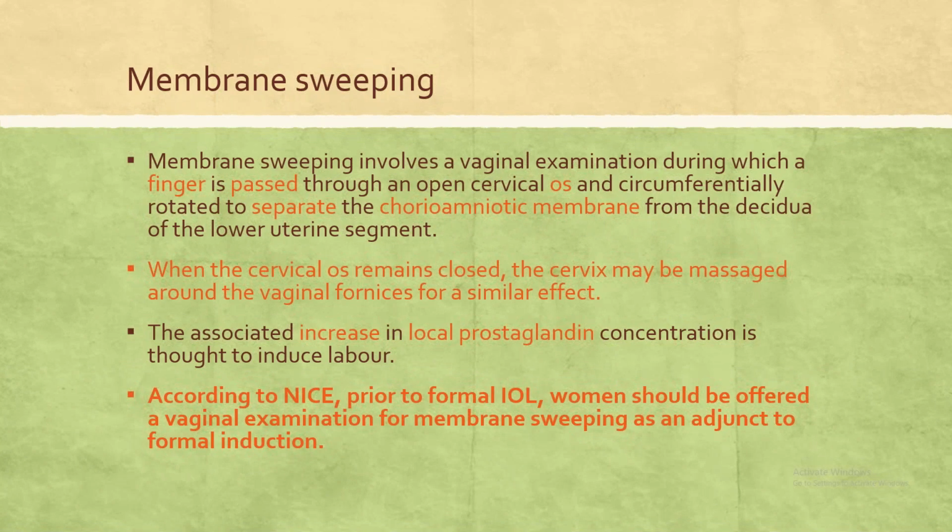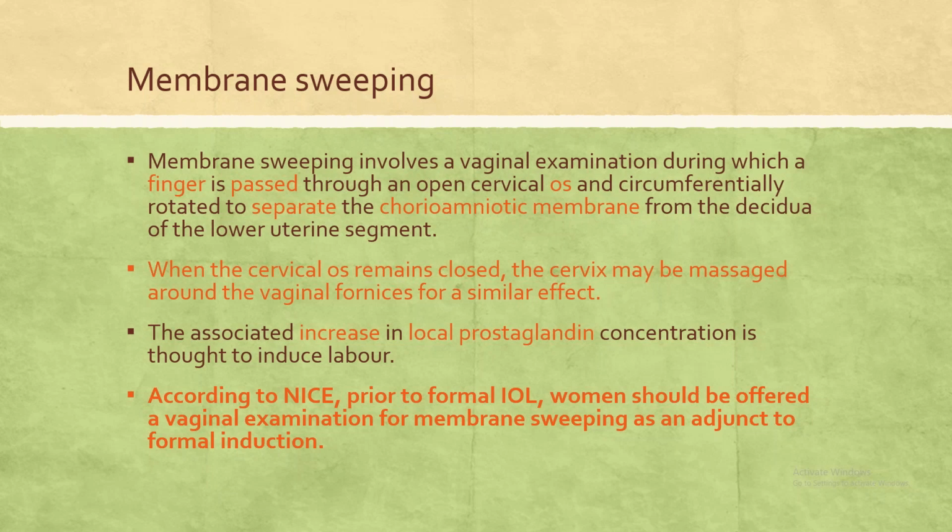So first is membrane sweeping. Now membrane sweeping is not a proper or formal method of induction, but it is the thing that you should do before any induction of labor. So what is this membrane sweeping? It involves vaginal examination during which a finger is passed through the open cervical os, and the finger is circumferentially rotated so that the chorioamniotic membrane will be separated from the decidua of the lower uterine segment.